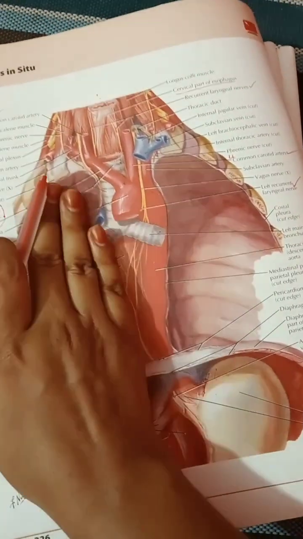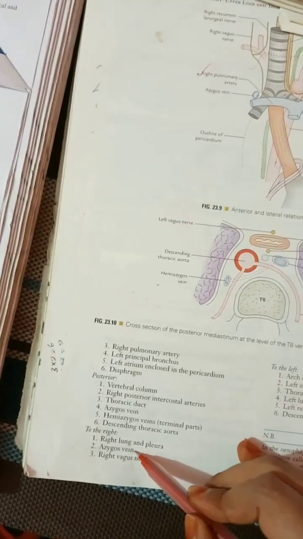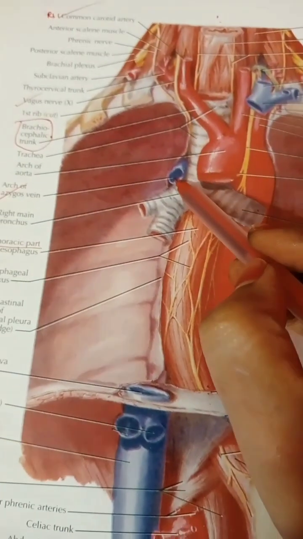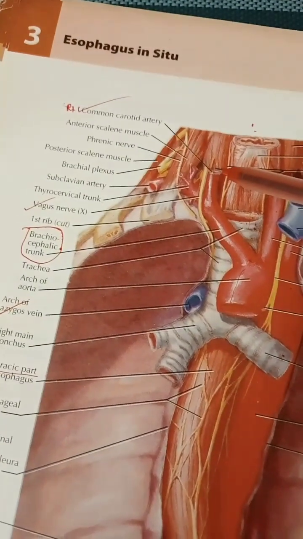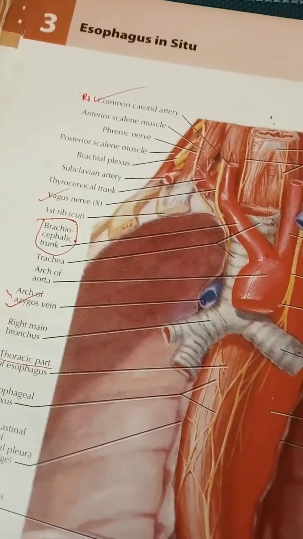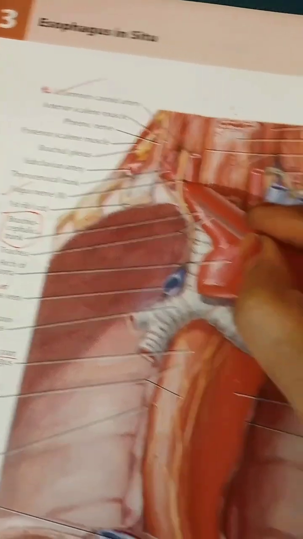On the right side, in the thoracic part, it is related with the right lung. There is also the azygos vein on the right side. And the right vagus nerve, here the yellow colored structure is the right vagus nerve.